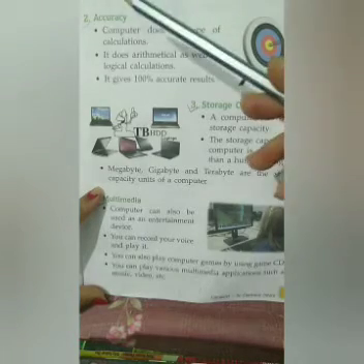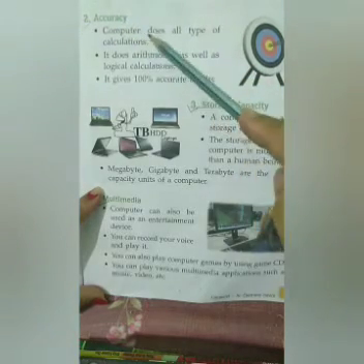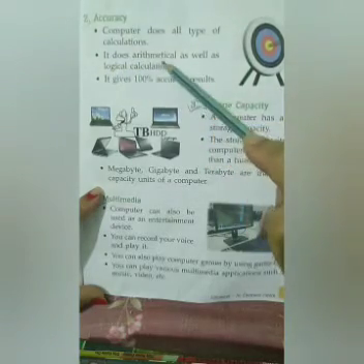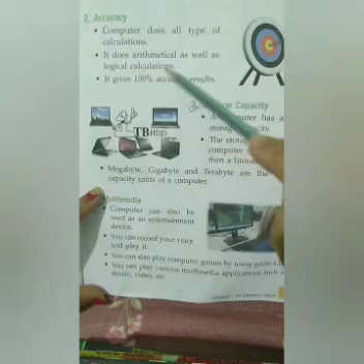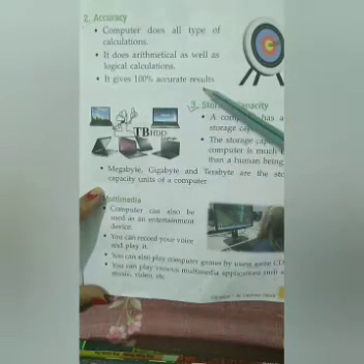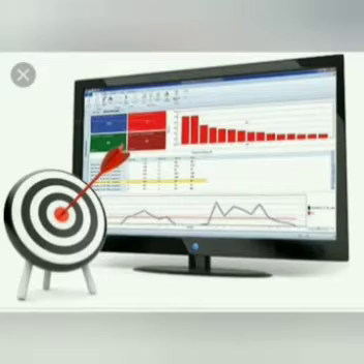The next advantage is accuracy. Computer does all type of calculations. It does arithmetical as well as logical calculations. It gives 100% accurate results. Children, a computer can do difficult calculations in seconds with accurate answers. Here, accurate means without making any mistake.